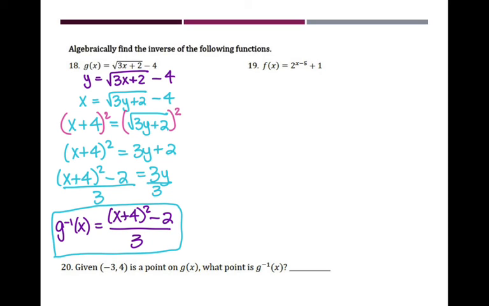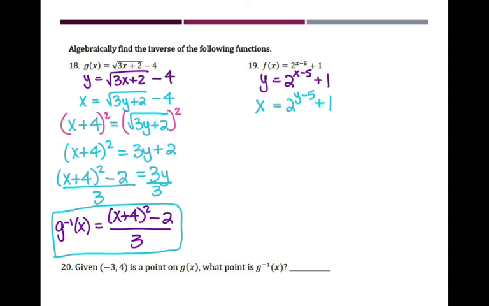I'm going to do the same thing for 19. So again, I'm going to start by changing my f of x to a y. So I have 2 to the x minus 5 plus 1. And then I'm going to switch my x and y. And then I'm going to go ahead and start solving for y.